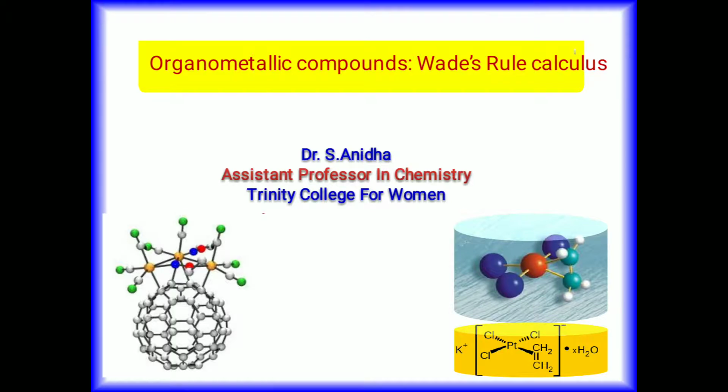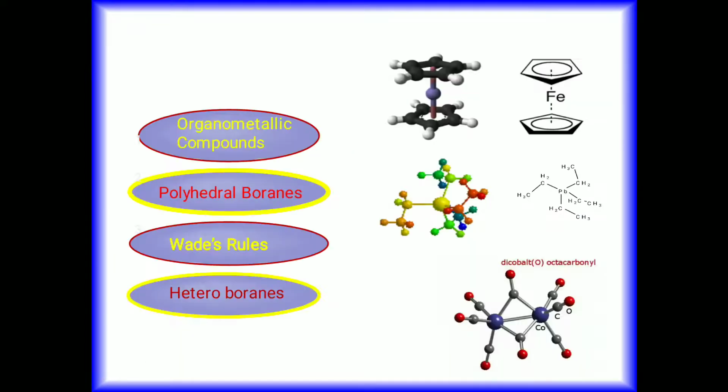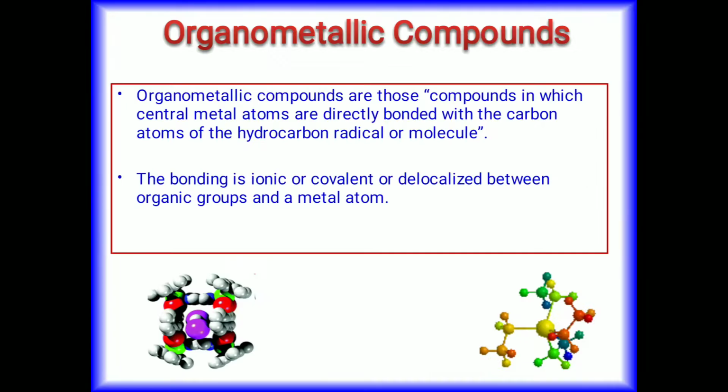From this video, we learn what organometallic compounds are, what compounds are present in diborane compounds, and how to calculate the closo, nido, arachno type of compounds. Let me introduce the outline of the topic. We discuss organometallic compounds, polyhedral boranes, Wade's rule, and also heteroboranes.